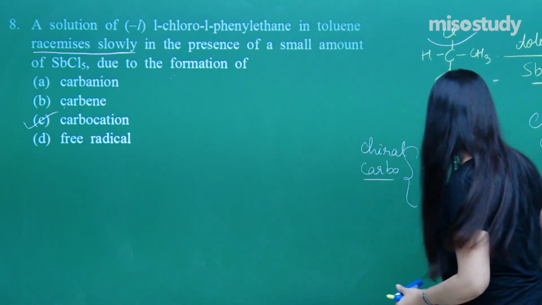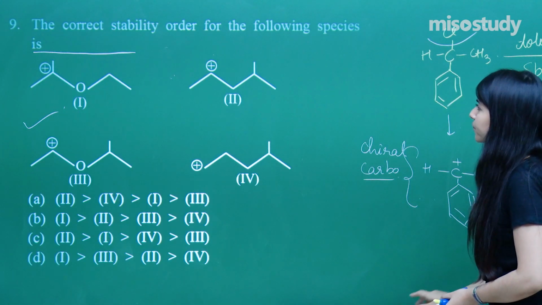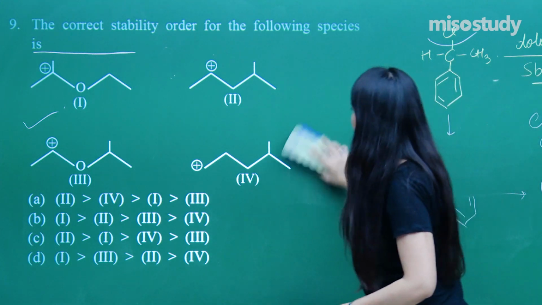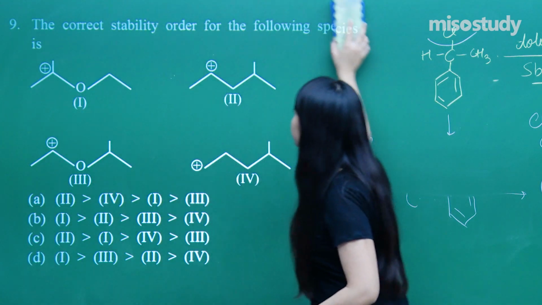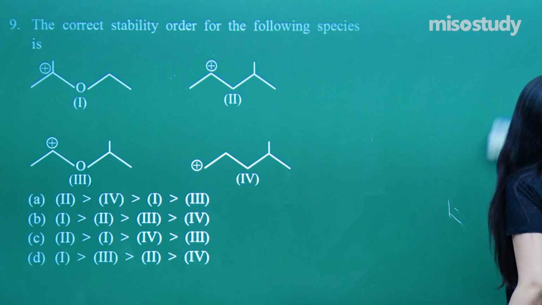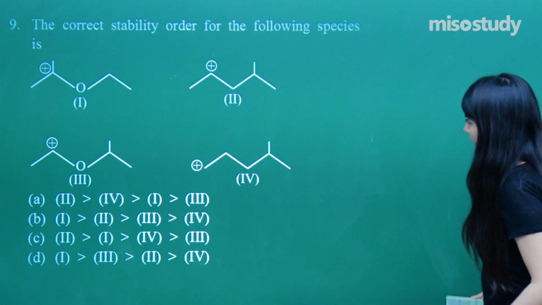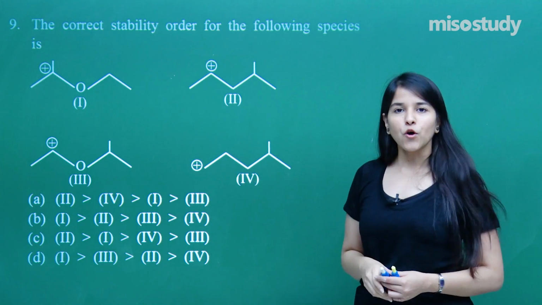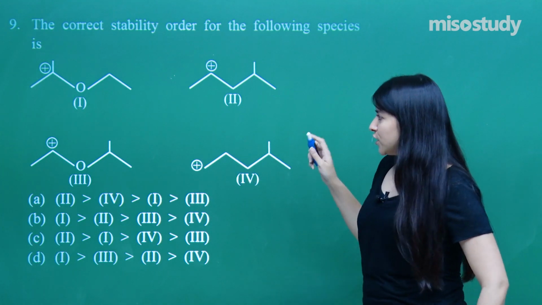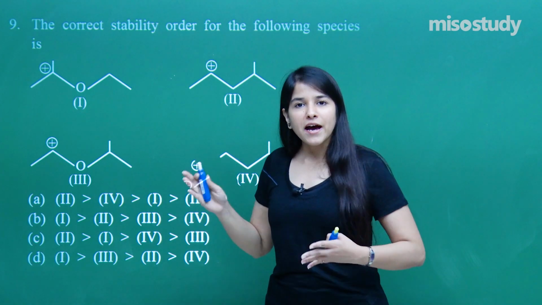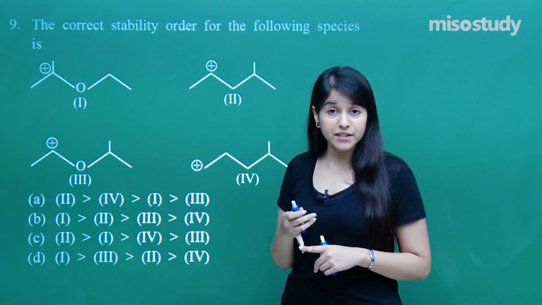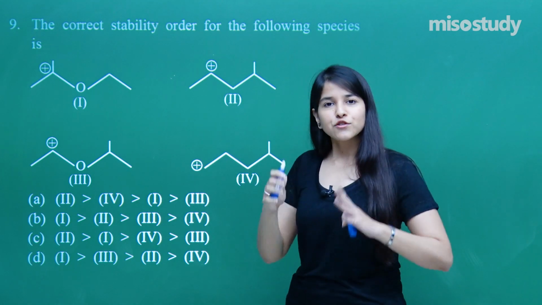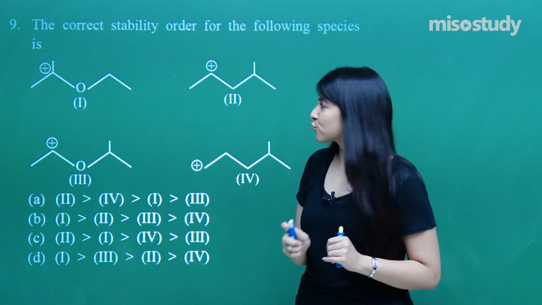Now let's move on to another one. What do I have? Again a pretty easy question. Order of the stability of the species again. So I need to stabilize the carbocations. Try to analyze the options a bit. So first of all, I would like to check whether the carbocation is primary, secondary or tertiary. So that is our first approach.